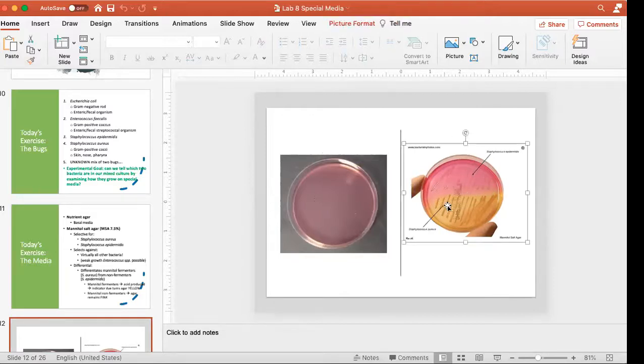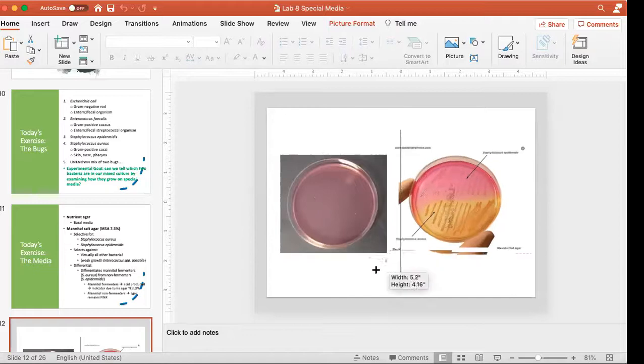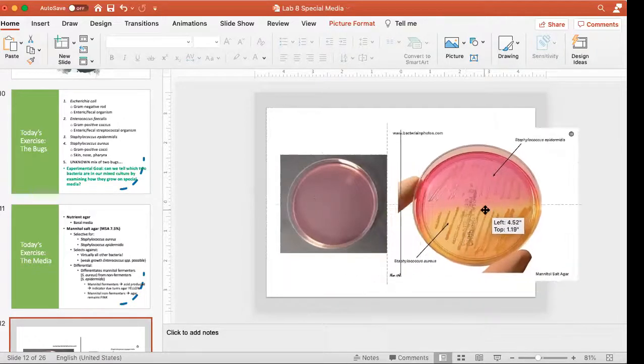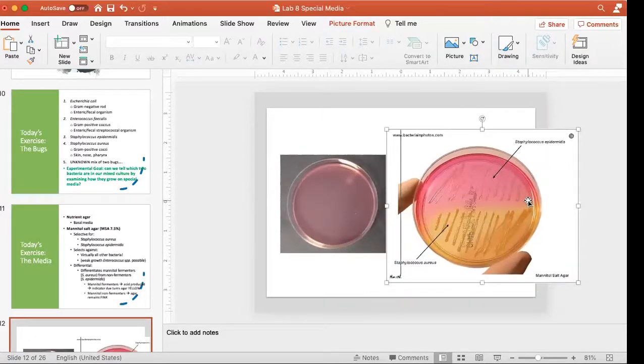On this side of the slide, you're looking at a mannitol salt plate that has been streaked with 2 different organisms. Up at the top, you can see the streak lines here. You can see where the bacteria has grown. Up at the top here, we streaked Staphylococcus epidermidis, and down at the bottom, we streaked Staphylococcus aureus. And then we put the plate into the incubator for 24 hours. And when we took it out, it looked like this.